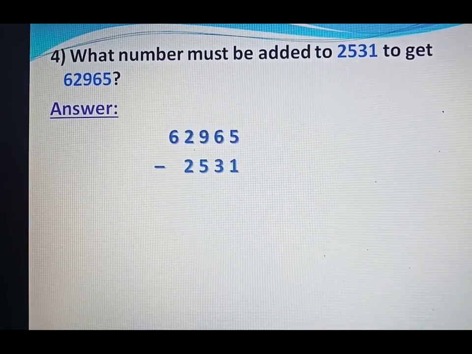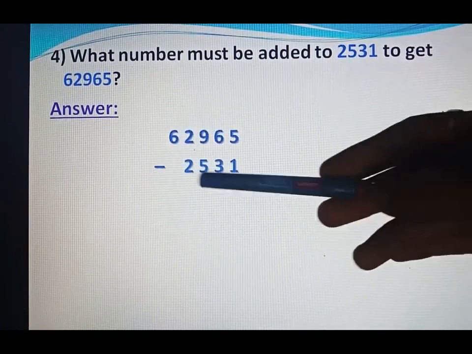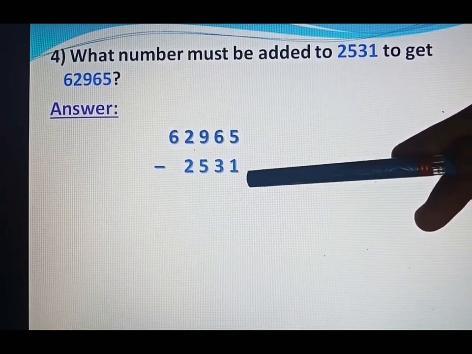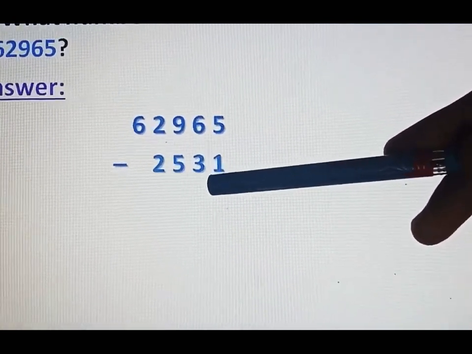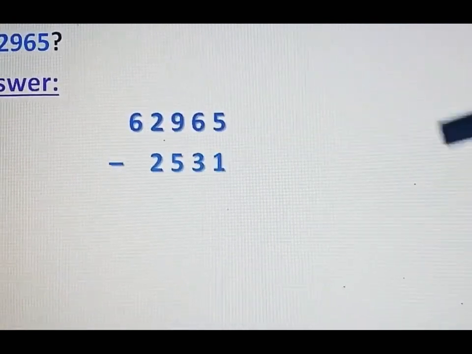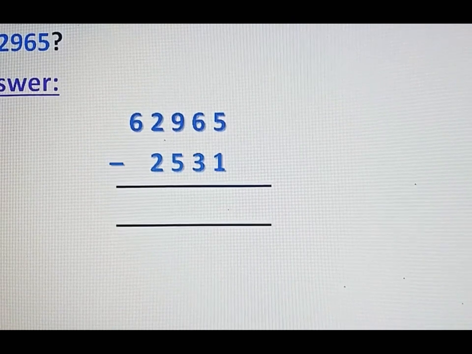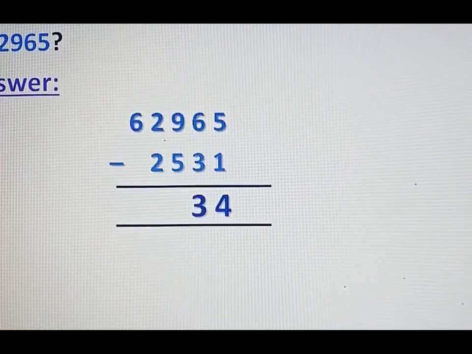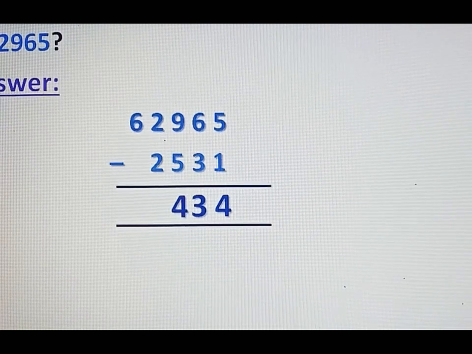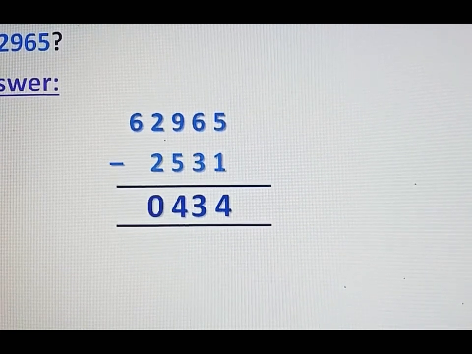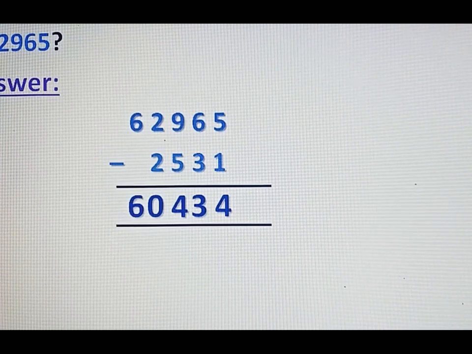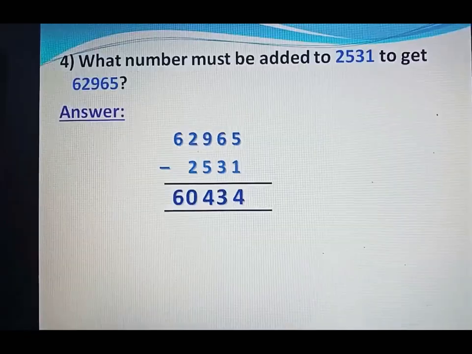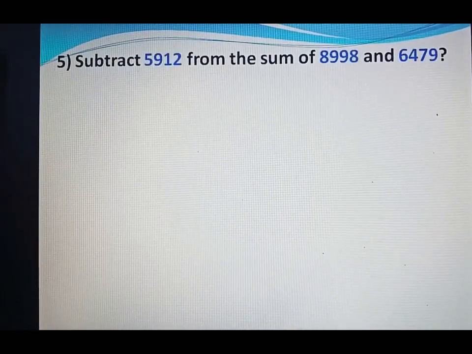So first we write the number in columns, that is 6, 2, 9, 6, 5, and the second number we will start from the last, that is 1, 3, 5, 2. Then we will do subtraction. This 5 minus 1, 4, 6 minus 3, 3, 9 minus 5, 4, 2 minus 2, 0, 6 as it is, this 6. So the answer is 60,434.